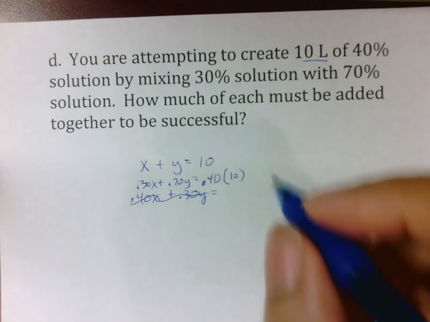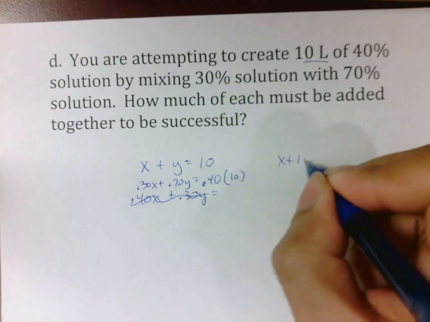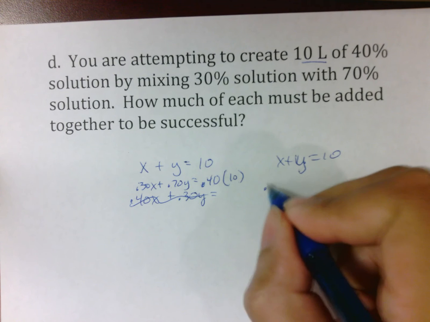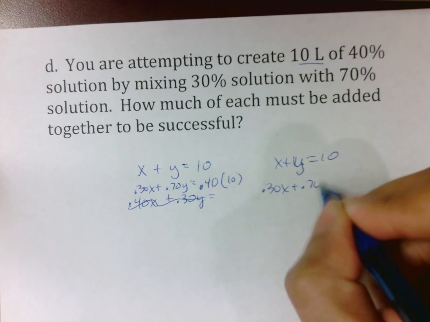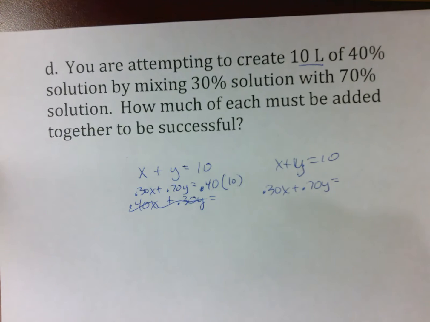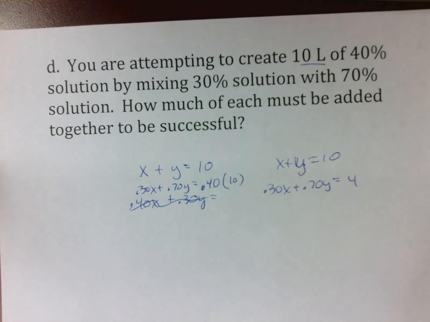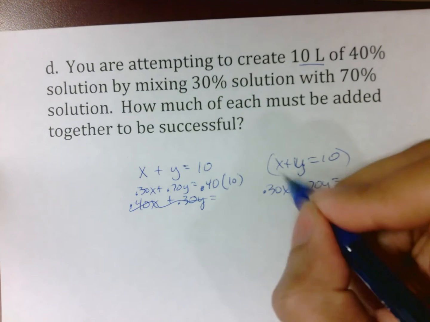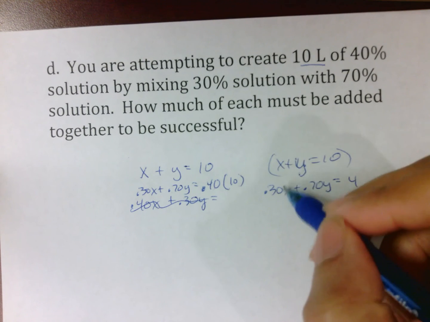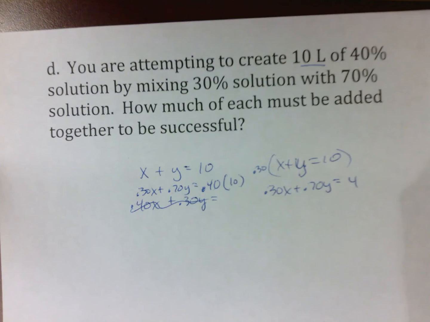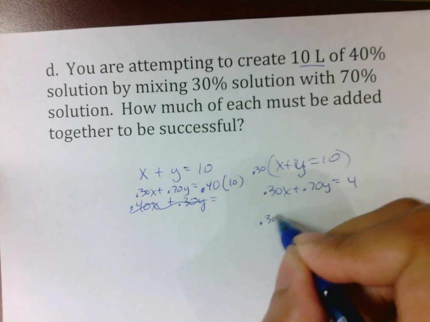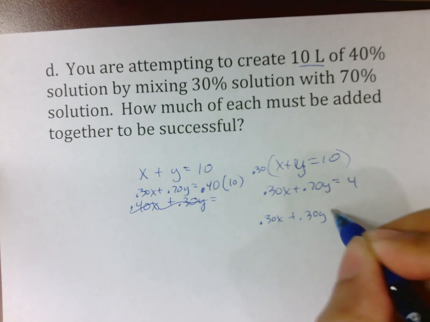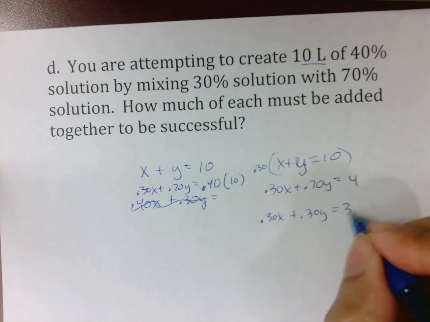Which when you work that out ends up being x plus y equals 10 and 0.30x plus 0.70y equals whatever 0.40 times 10 is, which is 4. From there, we can substitute, we can do whatever we want there. I'll take the elimination route, and just watch carefully as we do this. To make this match that, I'm going to multiply by 0.30. And so what I end up with is 0.30x plus 0.30y equals whatever 0.30 times 10 is, which is 3.